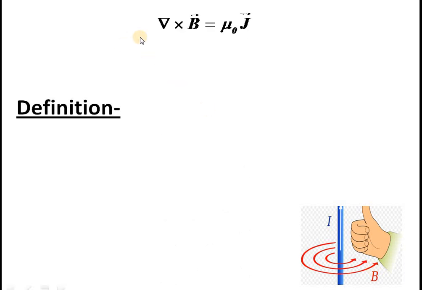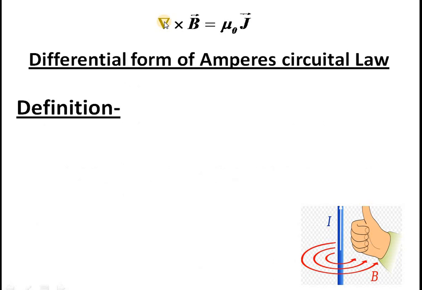So this expression is in fact called the differential form of Ampere's circuital law, because del cross will give you some differential. Del means d by dx i cap, d by dy j cap, d by dz k cap, crossed with vector B, which is also Bx i cap, By j cap, Bz k cap. When you take the products, we get a differential form. That is why it is called the differential form of Ampere's law.